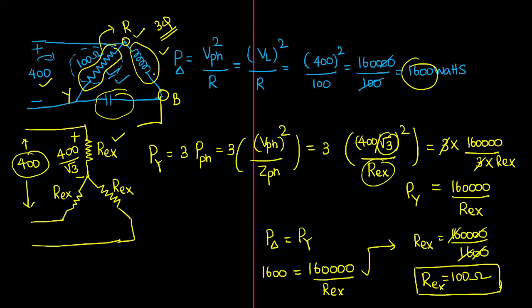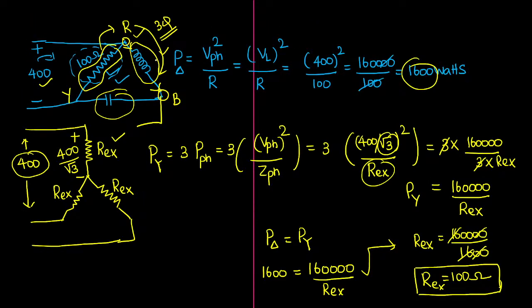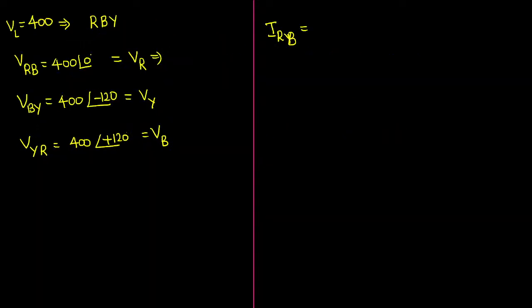Okay. How will you do? If you want to know the current flow through the R to B, R to B is what? This is the voltage drop. So I would like to know the current flow through the R to B phase. In delta connection, one more thing you have to observe is R to B is a phase.